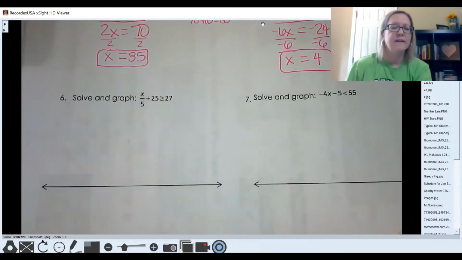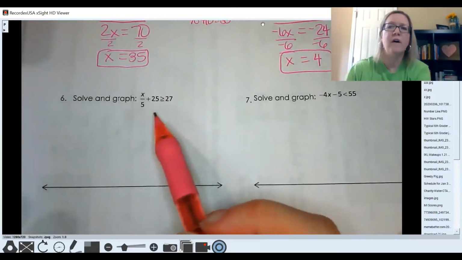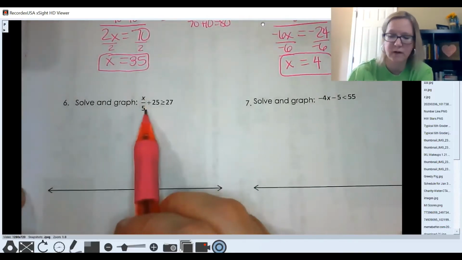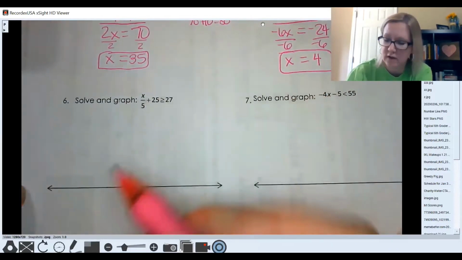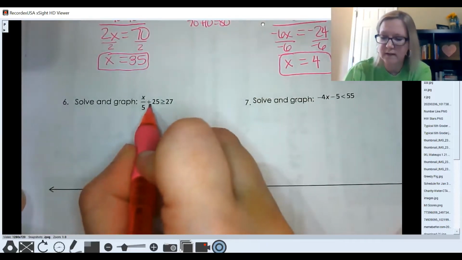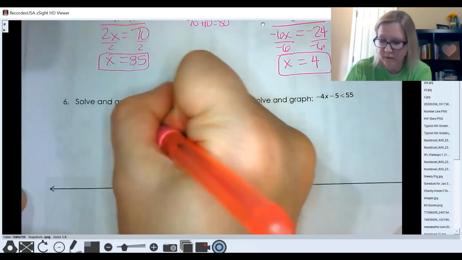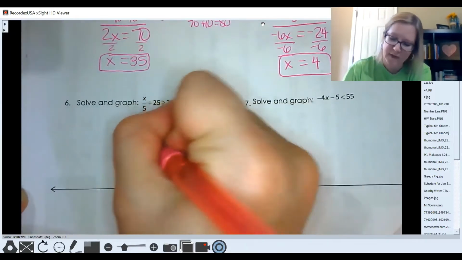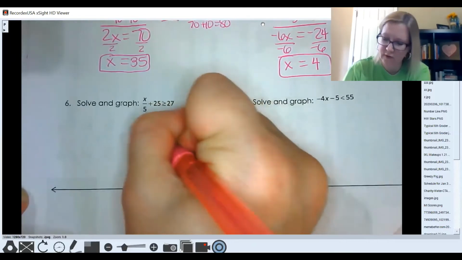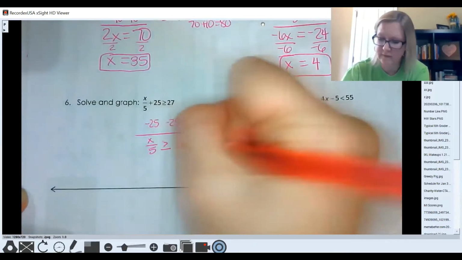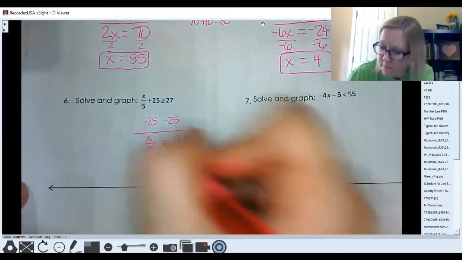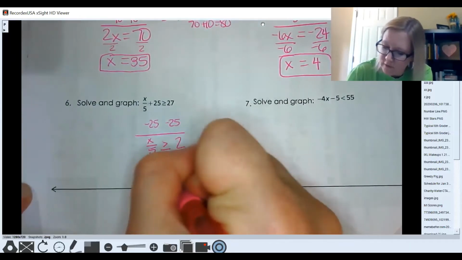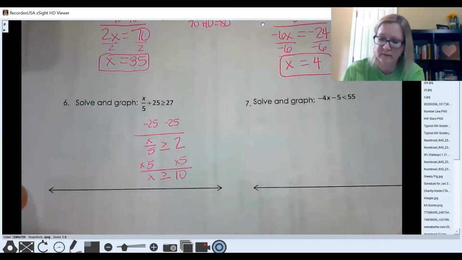All right, number 6. We're solving the inequality for x. All right, so we're going to solve this the same way we would the equation. So first thing I'm going to do is I'm going to get rid of the 25. So subtract 25 on both sides. That leaves me with x divided by 5 is greater than or equal to 2. Okay, now I'm going to multiply both sides by 5. And I get x is greater than or equal to 10.